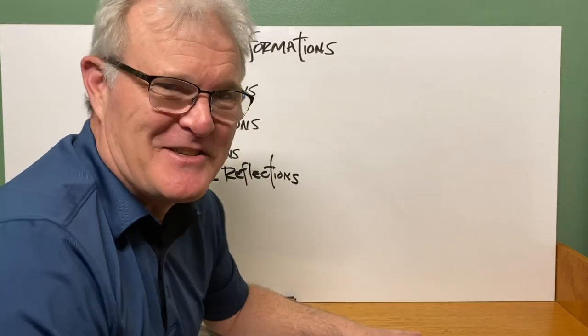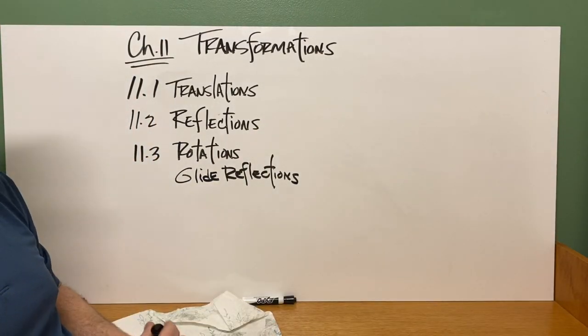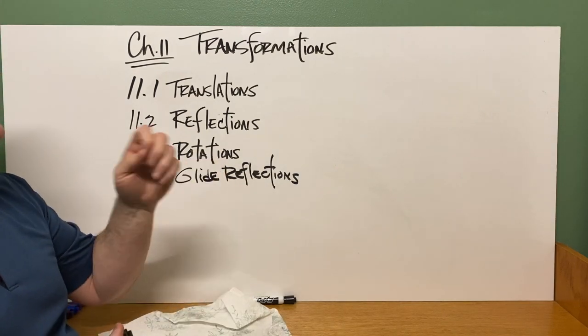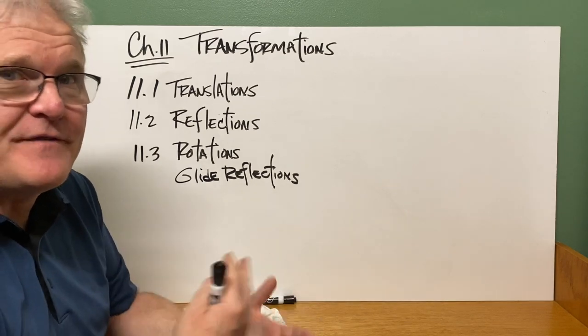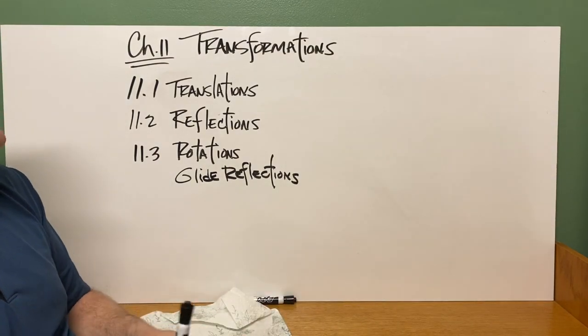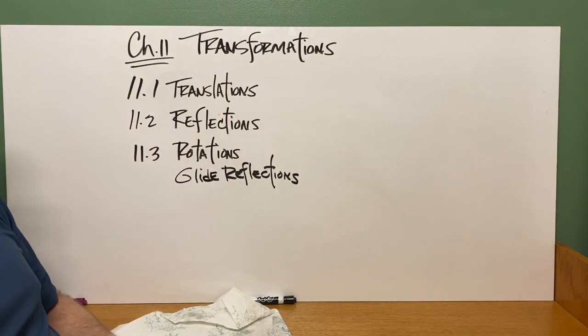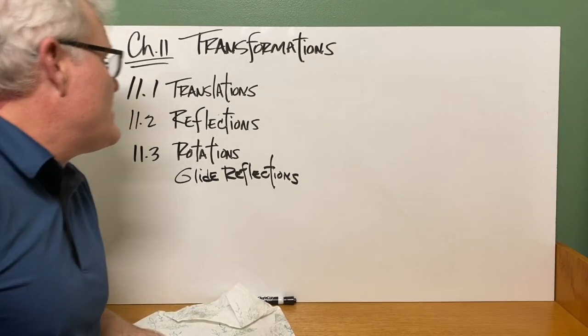Knowing that, what I want to do is first do a really quick review, guys, of 11.1, 11.2, and 11.3, which is what you had these last couple weeks. This chapter 11 has been on transformations, which just means a change in a figure's position. You looked at 3 different types: translations, reflections, and rotations. And then they also threw in glide reflections at you. So just a really quick overview.